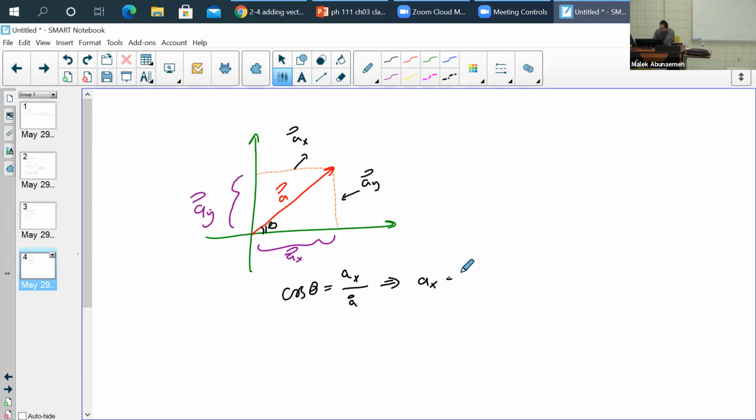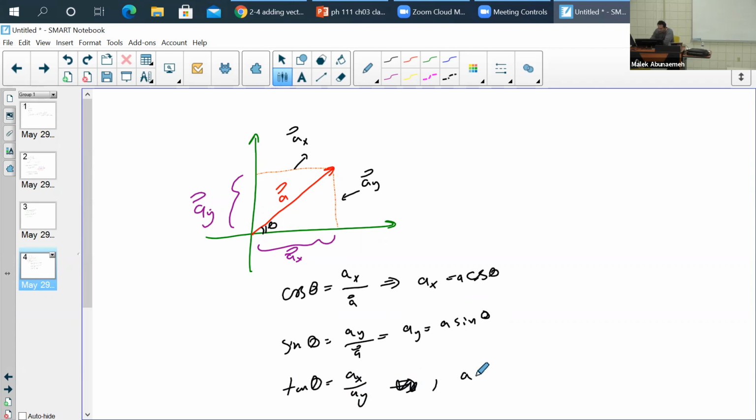So that means your AX equals cosine theta multiplied by A. Same thing for sine theta, which is your y component over the hypotenuse. So your AY is going to be A sine theta. Your tan theta is going to equal your AY over your AX. And your resultant, using the Pythagorean theorem, the magnitude of A is going to equal AX squared plus AY squared.